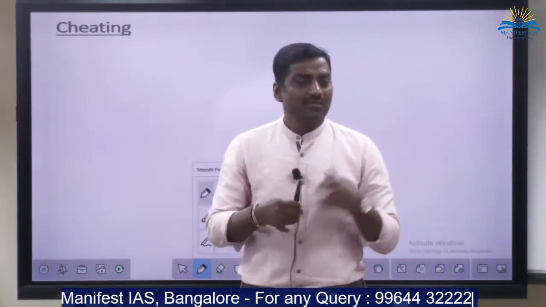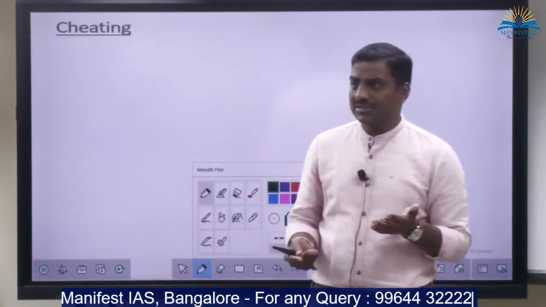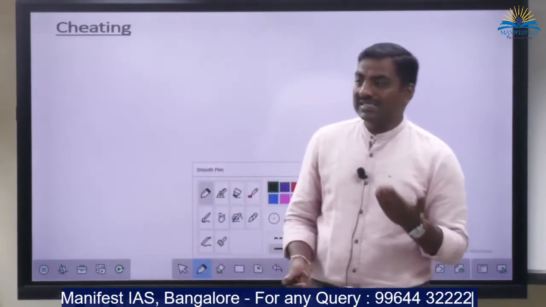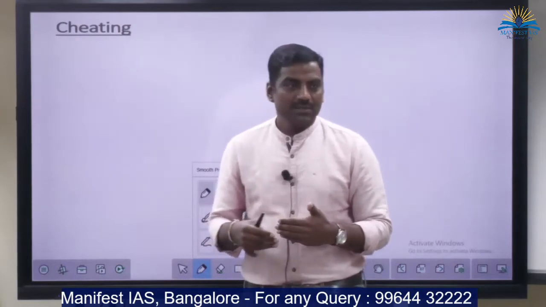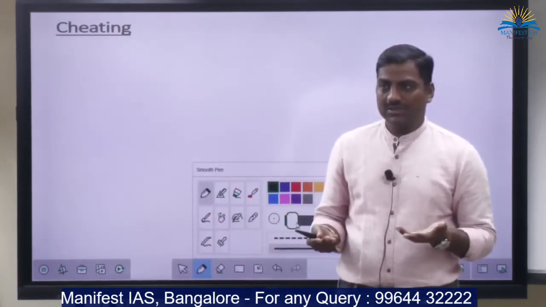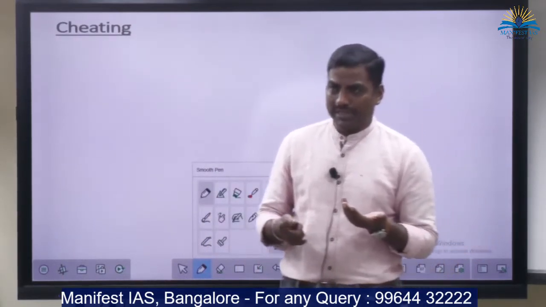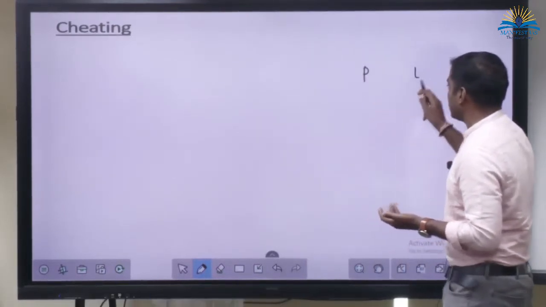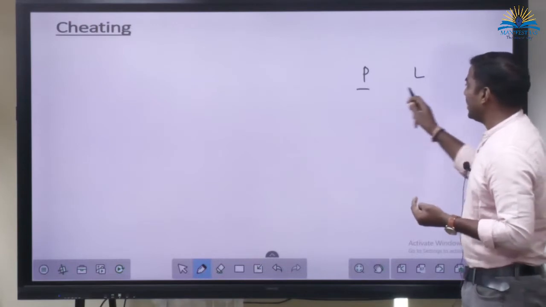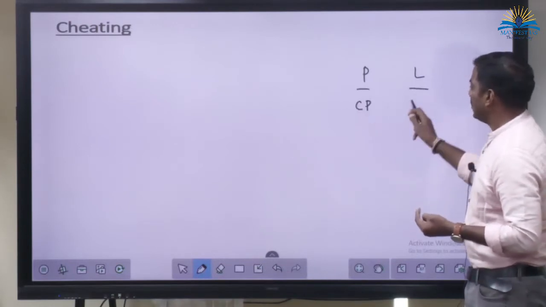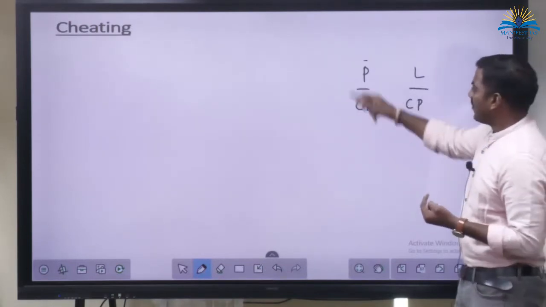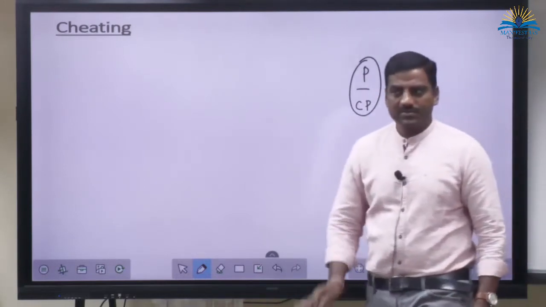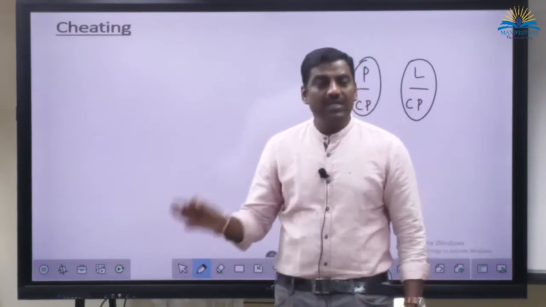Profit is what? When the selling price is more than the cost price, you are going to get profit. When the selling price is lesser than the cost price, then you are going to get loss. And how do we calculate the loss percentage? Basically, we'll put the profit or loss in the numerator, and in the denominator, always you will put the cost price. This is a fraction, convert this fraction to percentage. That's it. There is no big deal here.